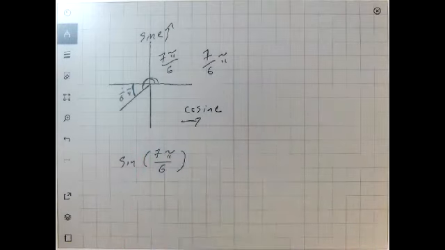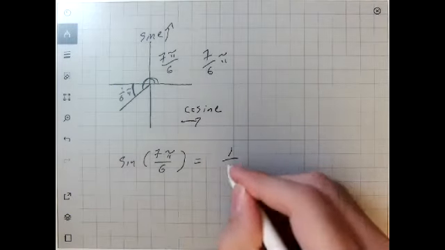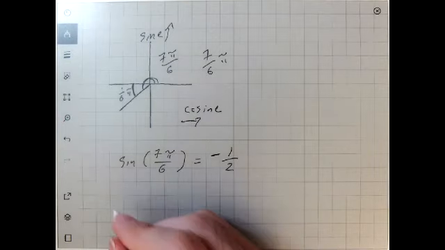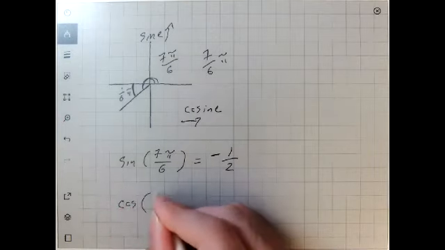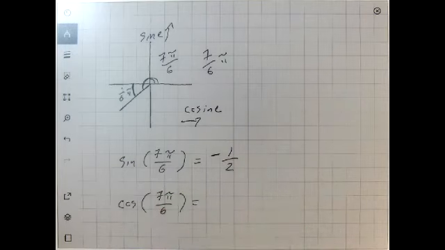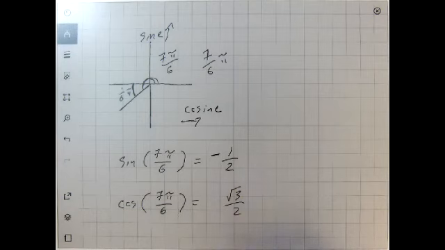So sine of pi over 6 is 1/2. It's in the third quadrant where we're going to get a negative value. Sine of 7 pi over 6 is negative 1/2. Same thing with cosine. Cosine of pi over 6 is the square root of 3 over 2. Because we're in the third quadrant, that's going to be a negative value, negative root 3 over 2.